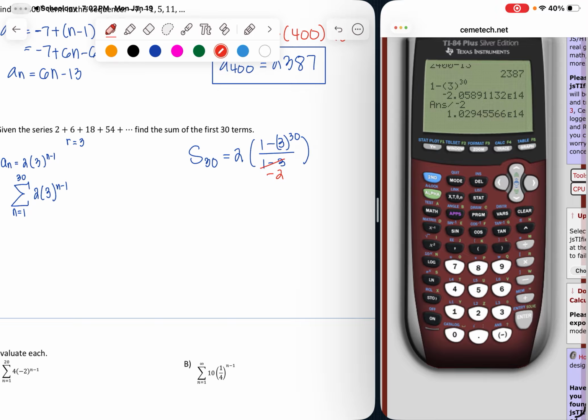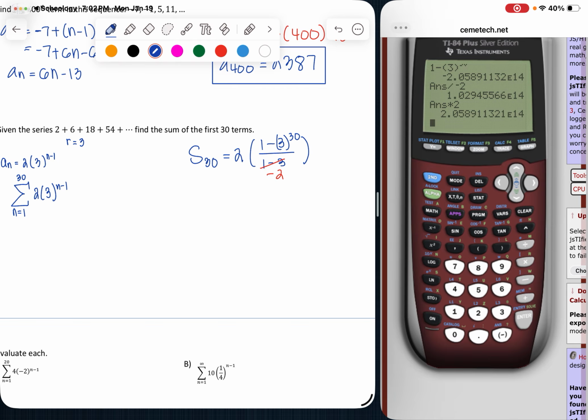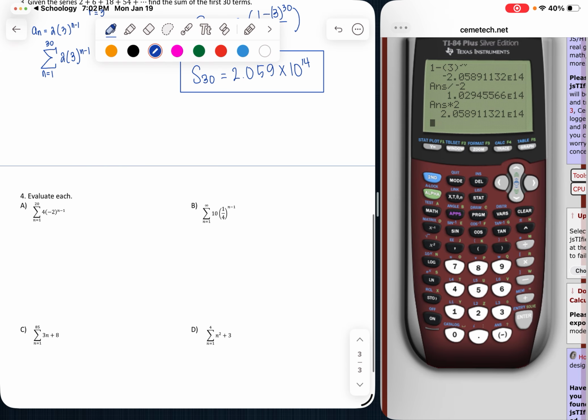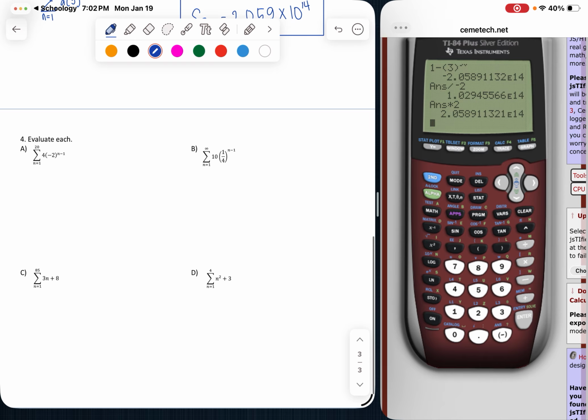And now it's a very big positive number. And then I'm going to multiply this by 2, so times 2, and it gets even bigger. So it's this huge, huge number, okay? Make sure you don't think that it is 2.059. Instead, I'm going to say the sum of the first 30 numbers is 2.059 times 10 to the 14th power. You should know scientific notation from math classes that you took in middle school or from science classes.